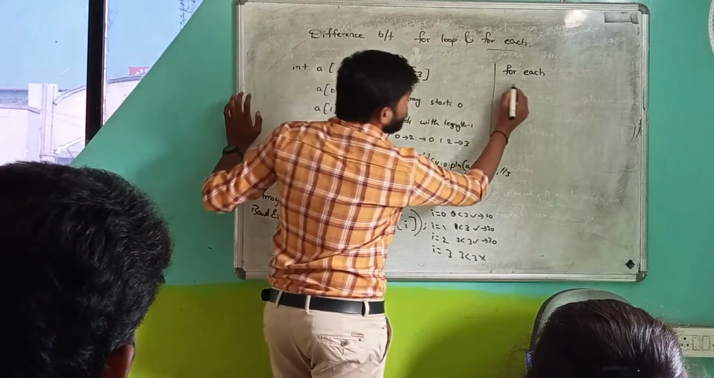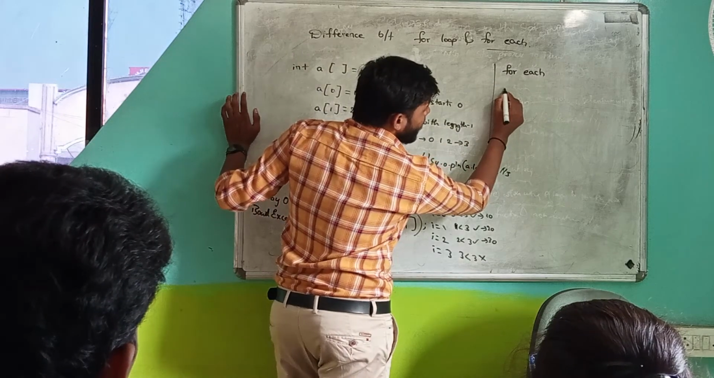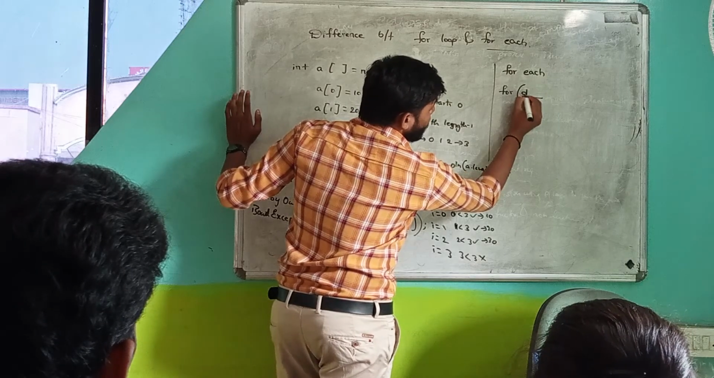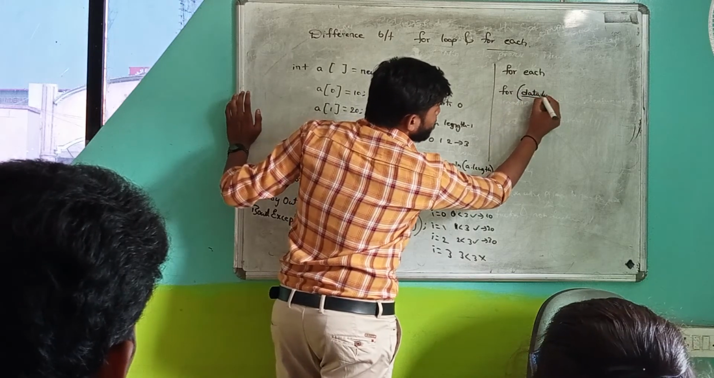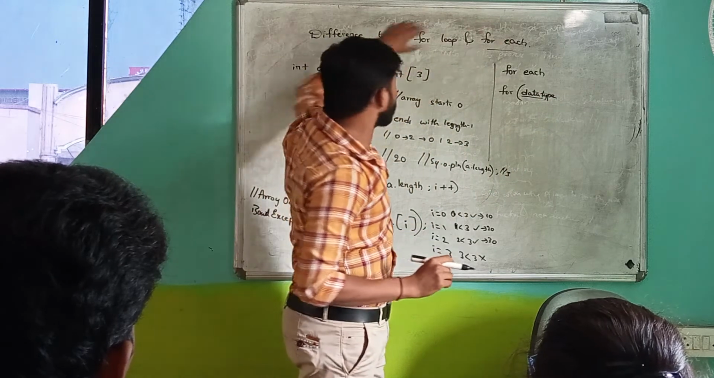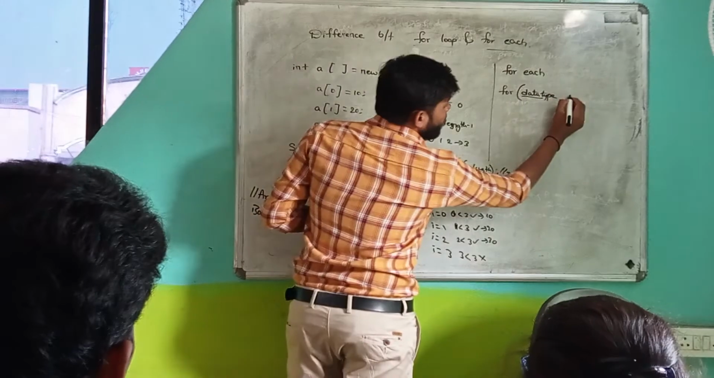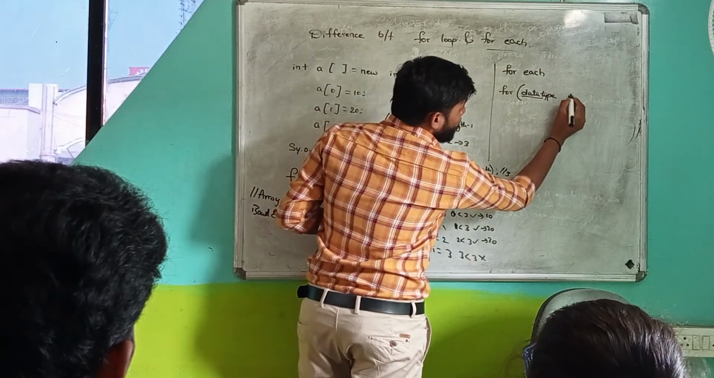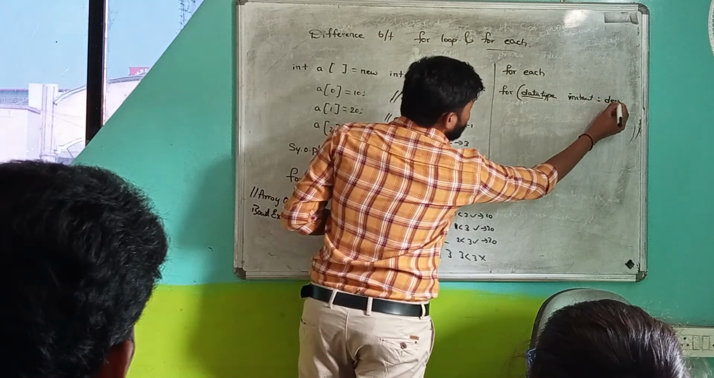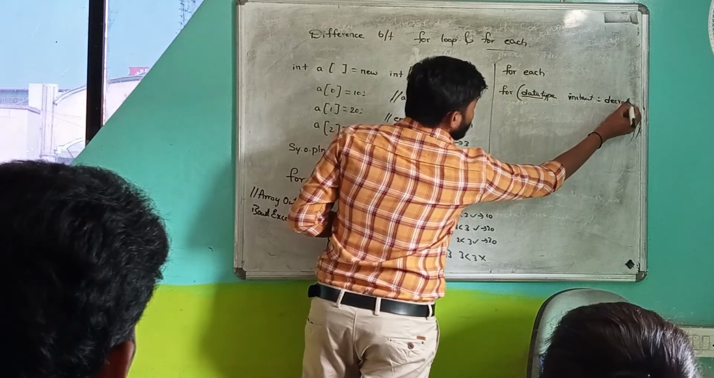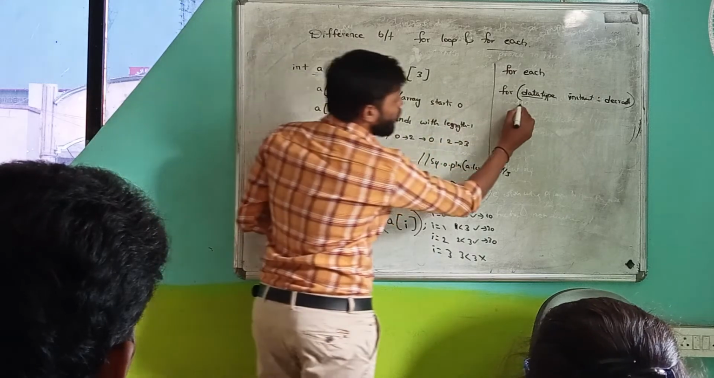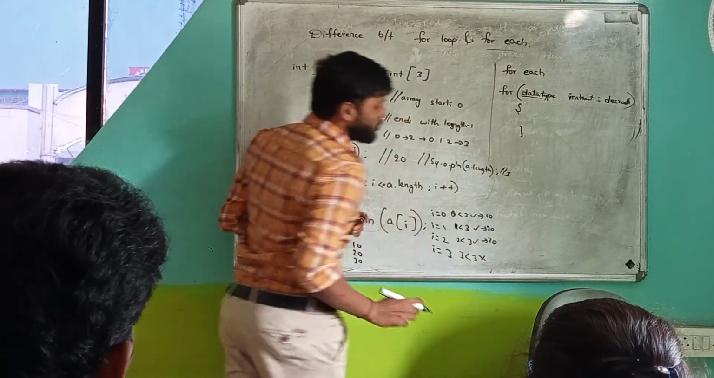In that for each, you can see it follows one syntax. For, open the bracket, data type, which follows the homogeneous data type, similar to the declaration data type. Data type, then the instance variable, colon, the declared variable. This a is the variable. Now open the for each loop and close the for each loop.